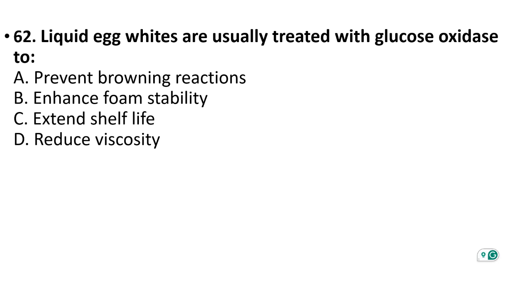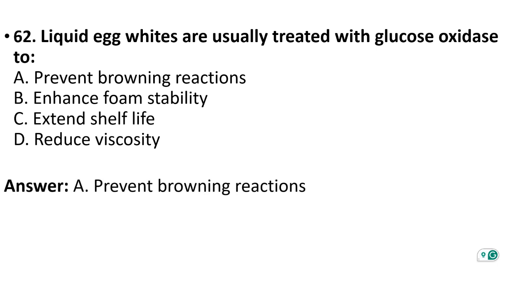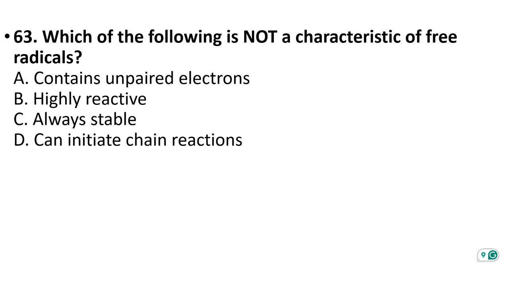Lecithin. 62. Liquid egg whites are usually treated with glucose oxidase to prevent browning reactions, enhance foam stability, extend shelf life, reduce viscosity. Your answer is option A. Prevent browning reactions. 63. Which of the following is not a characteristic of free radicals? Contains unpaired electrons, highly reactive, always stable, can initiate chain reactions. Your answer is option C, always stable.